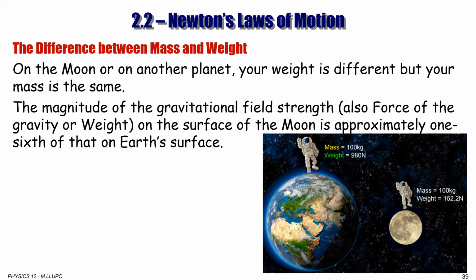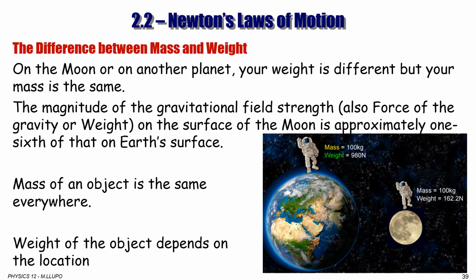On the diagram on the right, you see a mass of 100 kilograms. It is the same on the moon's surface and on Earth's surface. However, weight on Earth's surface is 980 Newtons, while the weight on the moon's surface is 162.2 Newtons. So the mass of the object is the same everywhere. Weight of the object depends on location.